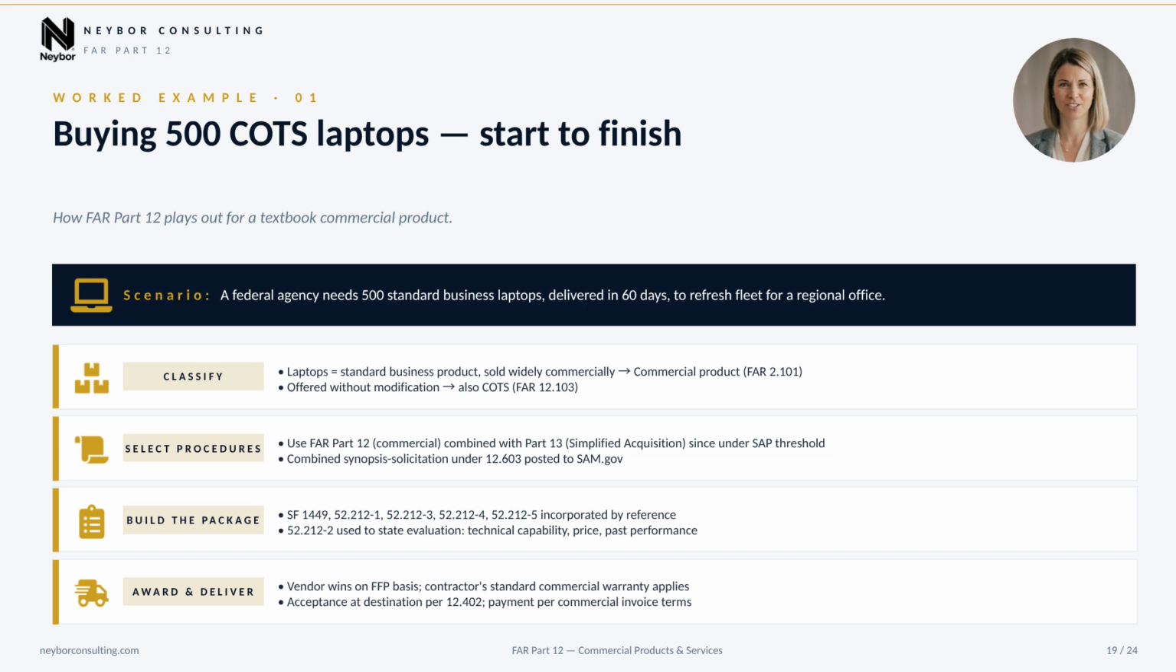Notice what is not in the picture. No cost accounting standards, no extensive cost or pricing data, no government unique reporting. That is FAR Part 12 doing its job.